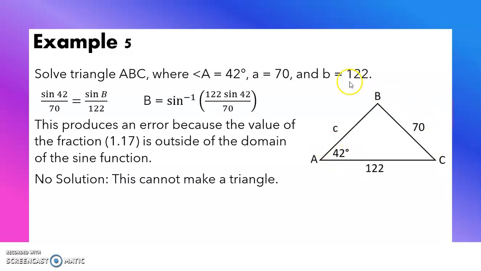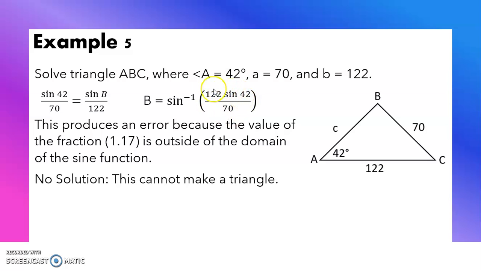So notice, here's my triangle. 42 is across from 70, so I did sine 42 over 70. And angle B is across from 122. And this is what I got when I tried to solve it. But you get an error message when you put it in.